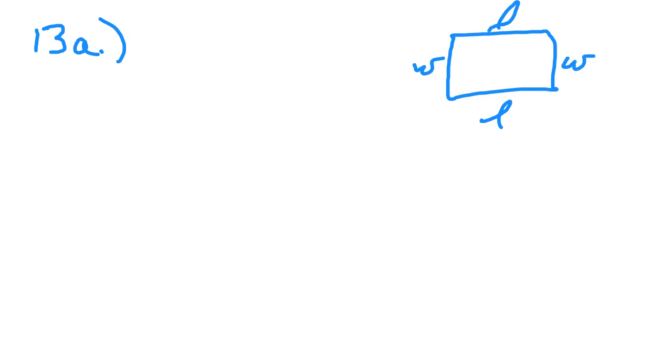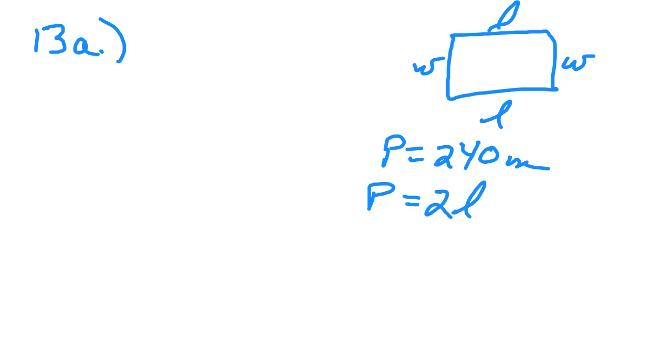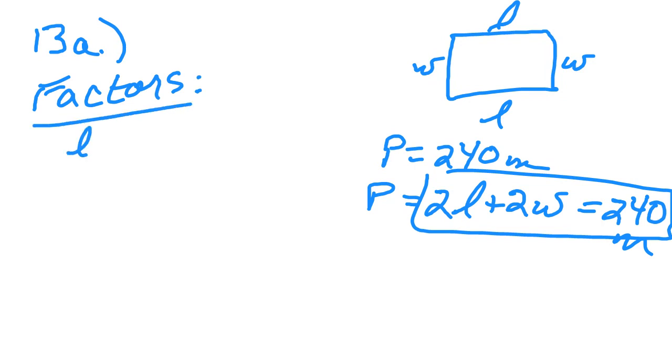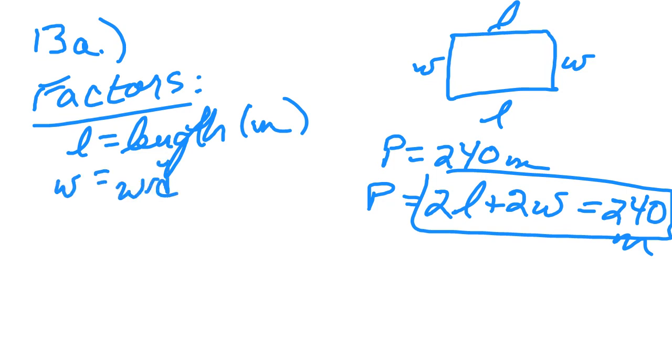So we know what a rectangle looks like, right? And we said that there's 240 meters of fence. Well, the perimeter is 240 meters. Okay, well, what's perimeter? It's length plus width plus length plus width, or it's 2L plus 2W. So we have 2L plus 2W is 240 meters. And of course, what's L? So if we're labeling our variables, L is the length in meters, and W is the width in meters.